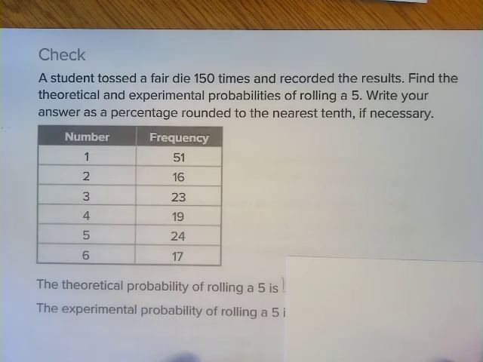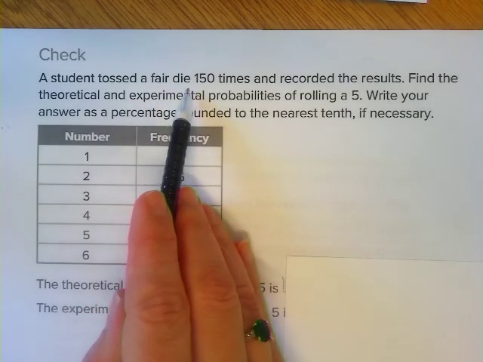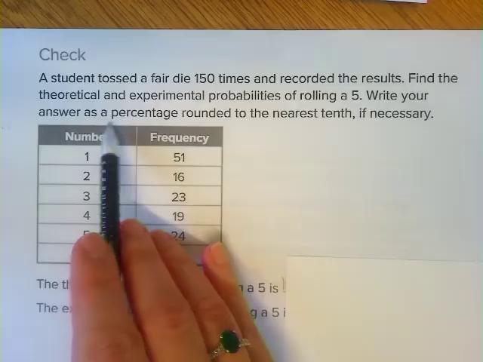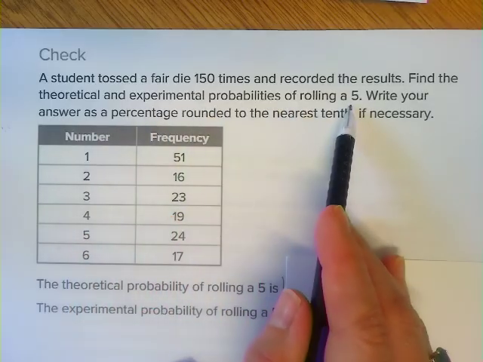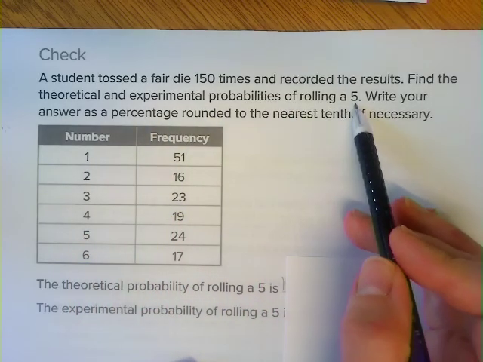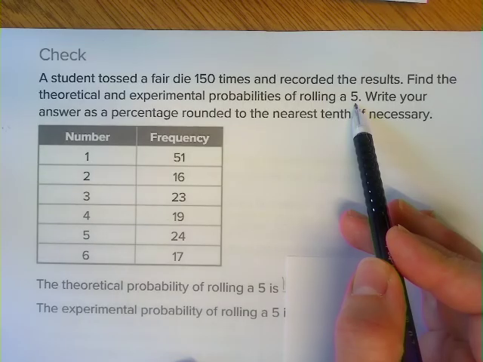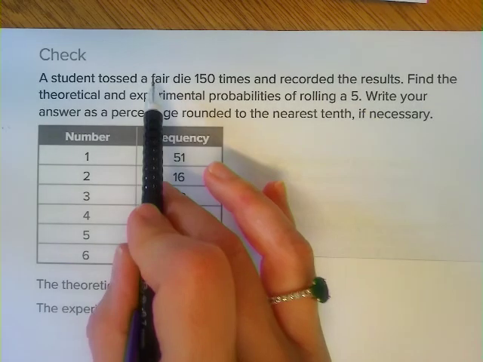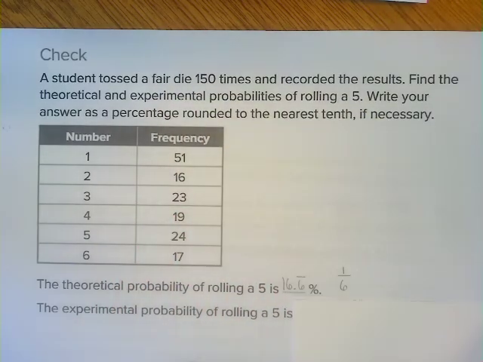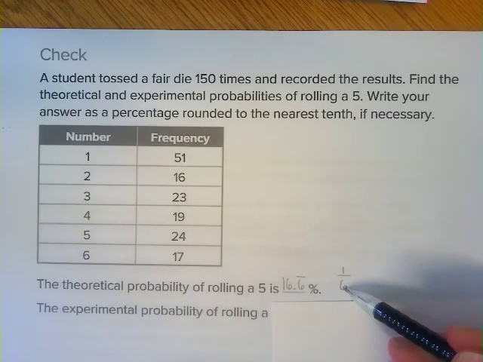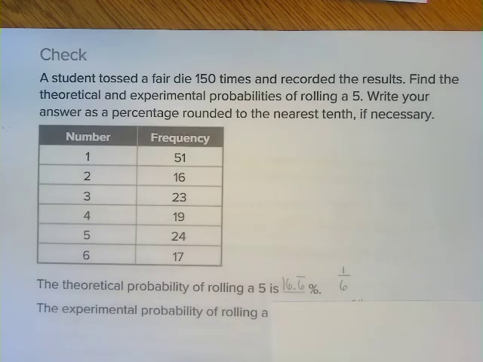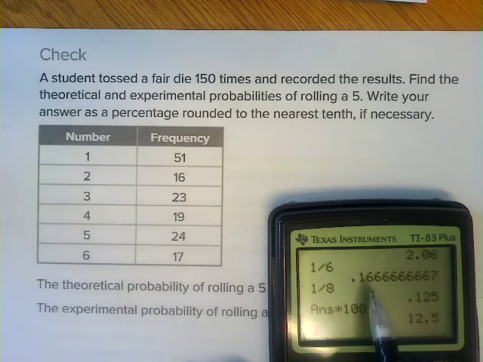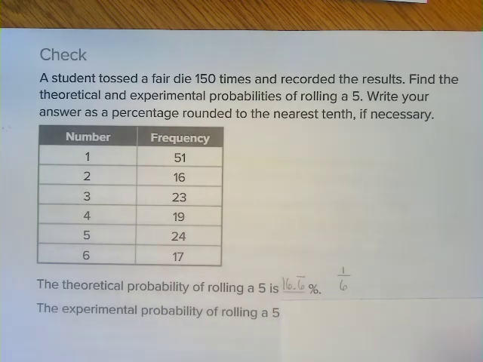On the check question, a student is tossing a die 150 times. They want to know the theoretical and experimental probabilities of rolling a 5. There's only one 5 on my die. I'm saying that's a fair die, so that means there's 6 options. So I would have 1 out of 6. Changing that to a percent, I just divide those two, and then I would move that decimal point over 2 spots. So that's why I wrote it as 16.6%.